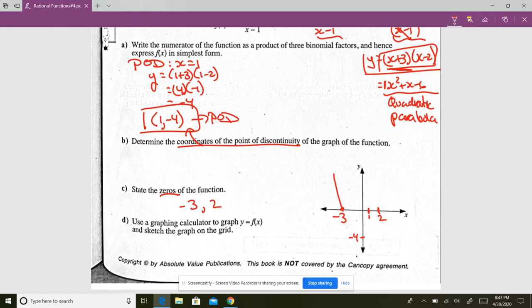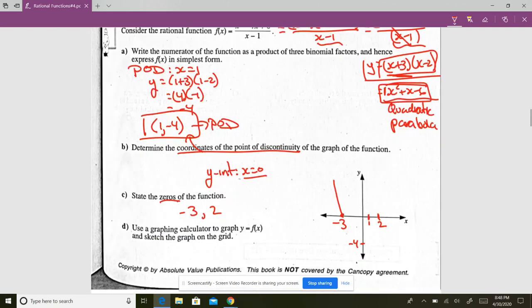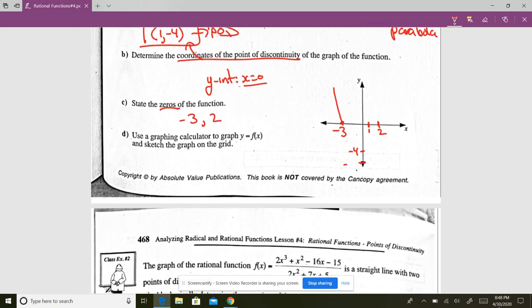The other thing we should note is the y-intercept. It is when x is equal to 0. If I put x is equal to 0 into this equation, I'm left with negative 6. So negative 6 is the y-intercept. So there's my hole. Comes down, goes through the hole, and goes like that. And this is my POD. So there's a hole in the graph of this parabola.